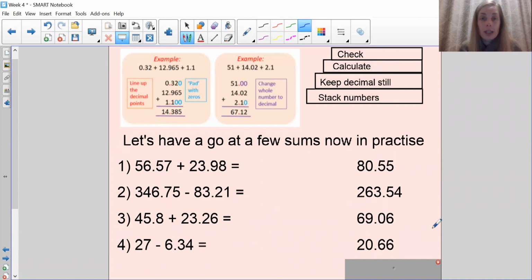So for those of you who don't have Teams, please can you take a picture of your work now and send it to year5@thepalmeracademy.com. For those of you who do have Teams and you've smashed your addition and subtraction practice sums, go and log on now and do your 10 questions.